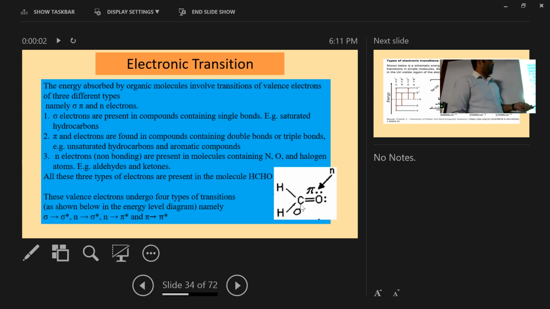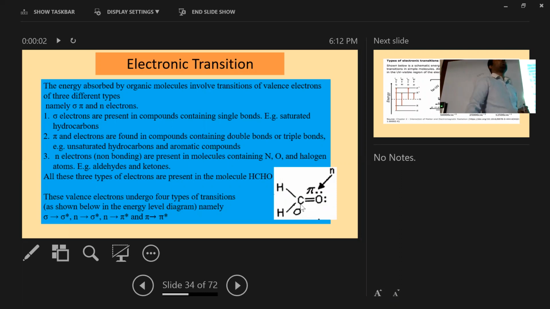Okay, so pi electrons are found in compounds containing double bonds or triple bonds, all of you are familiar. So if you have some unsaturated hydrocarbons such as alkenes or alkynes, or aldehyde or ketone, where we have some double bond, those types of electrons can be excited by different types of energy. That means pi to pi star or pi to sigma star, these types of transition.